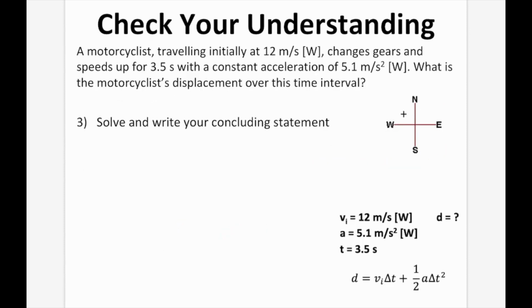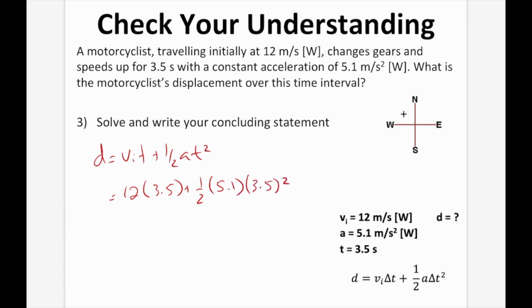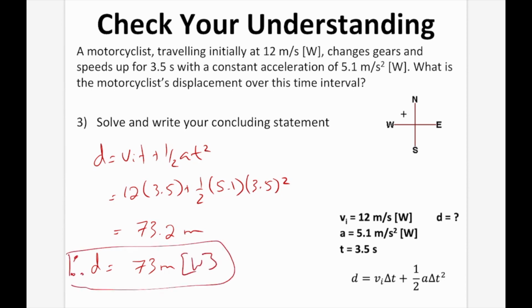3. Solve and write your concluding statement. Well, let's rewrite our equation. So we have d equals vit plus 1/2 at squared. And now we're going to plug the numbers in. vi is 12, time is 3.5, plus 1/2, a is 5.1, and t again is 3.5, and then we need to square that. When you plug that in your calculator, you get a displacement of 73.2 meters. Now in the question we have two sig digs everywhere, so our final answer is going to have 73 meters, and then our direction was west. So therefore d equals 73 meters west.